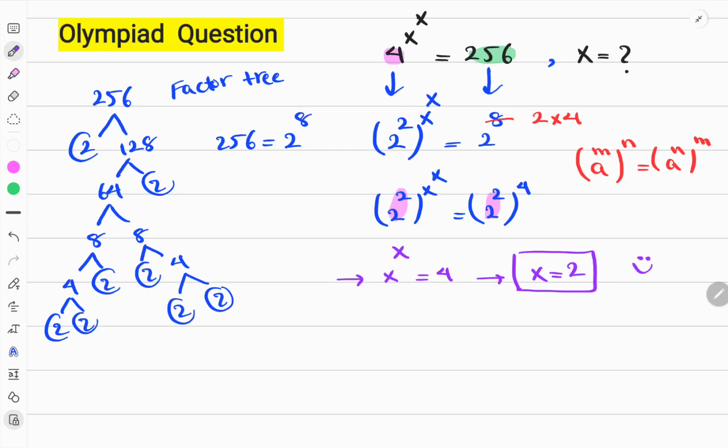x equals 2 is the final answer, but you can check your answer by substituting 2 for x. 4 to the power of 2 to the power of 2 equals 4. 2 to the power of 2 is 4, and 4 times 4 times 4 times 4 would be 256. So x equals 2, which is completely correct.